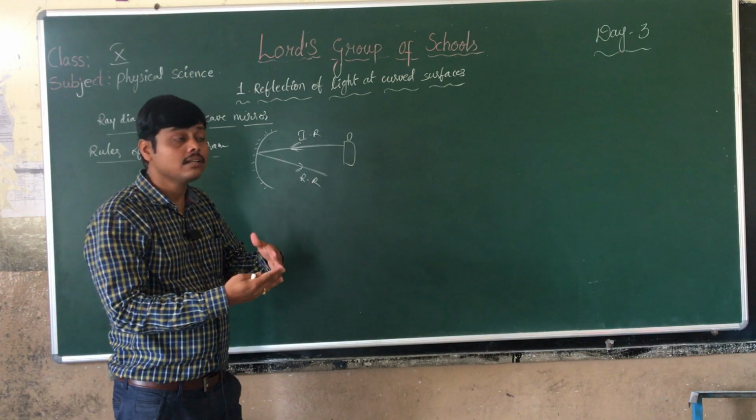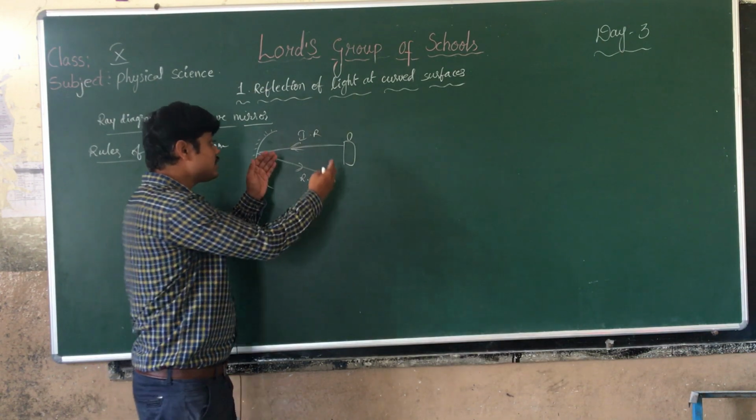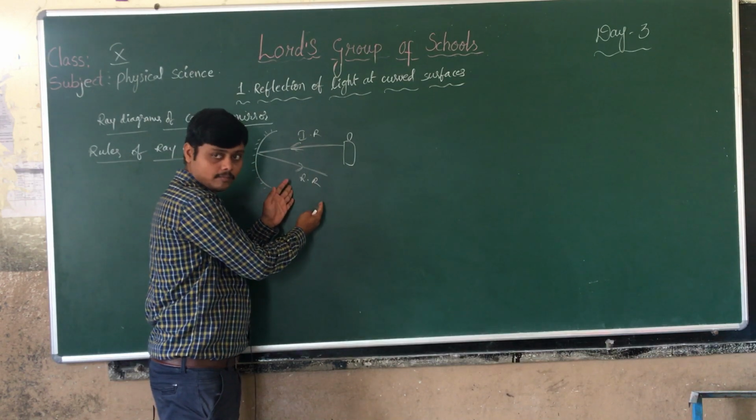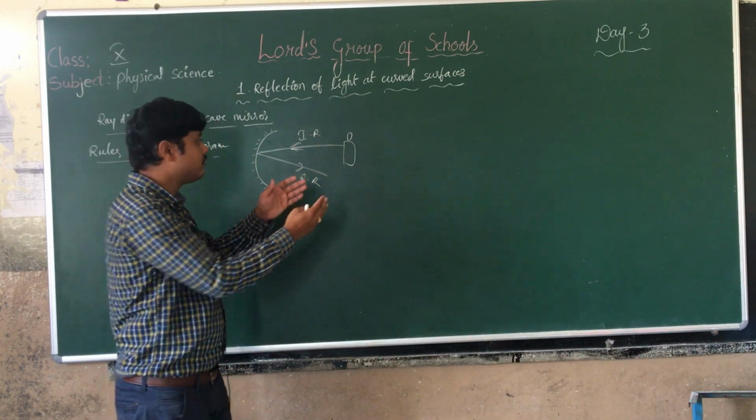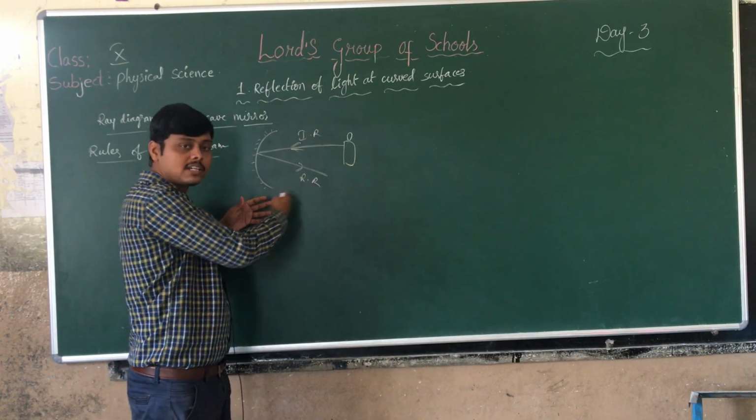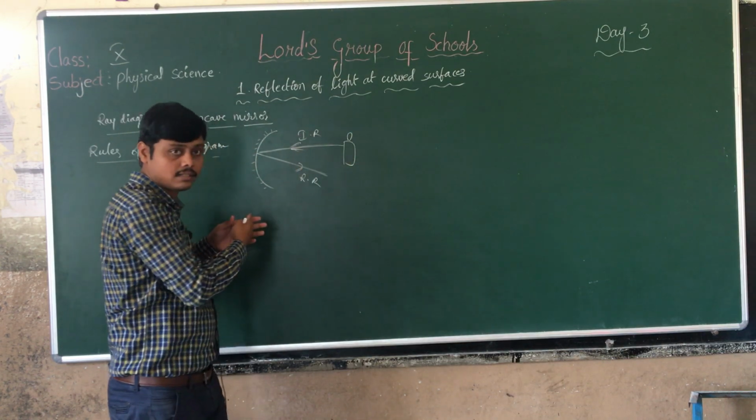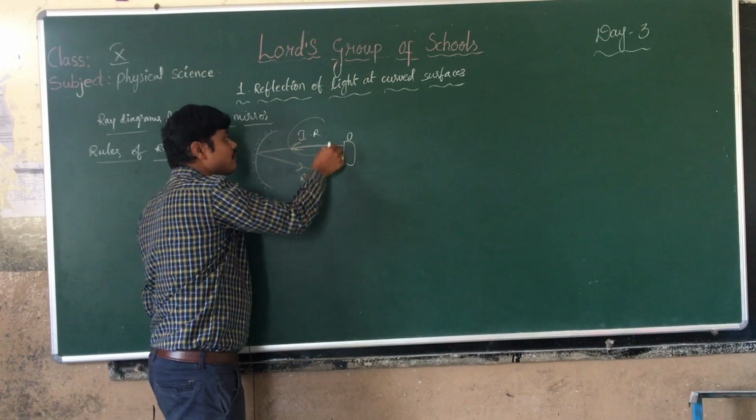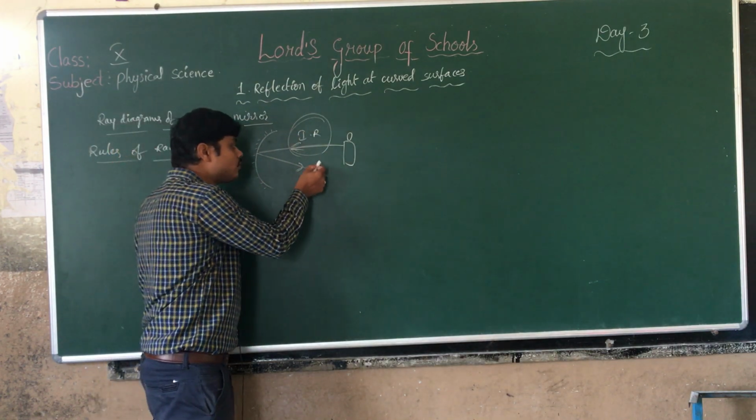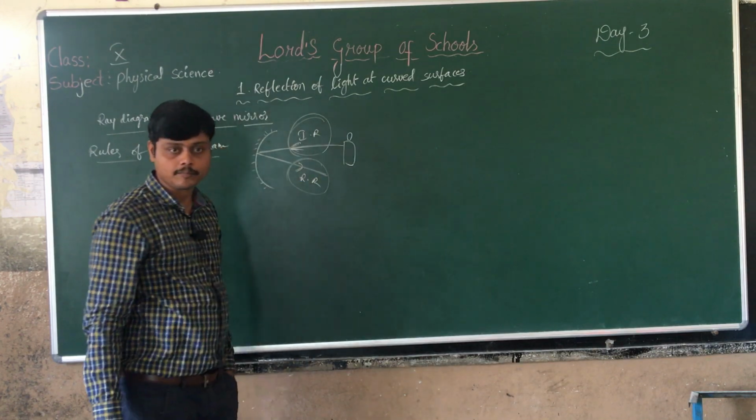What are the rules? If the incident ray has a certain direction, how is the reflected ray directed? Those are the rules we are discussing. If the incident ray comes along the principal axis, or parallel to the principal axis, or passes through the focus, depending upon the direction of the incident ray, we can know the path of the reflected ray.